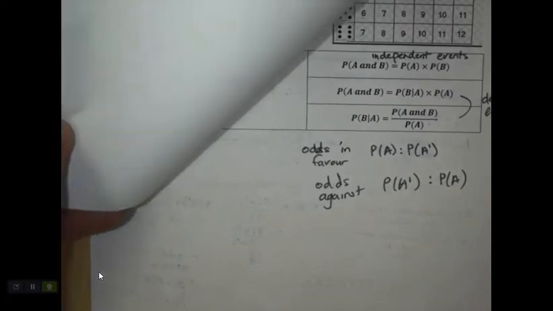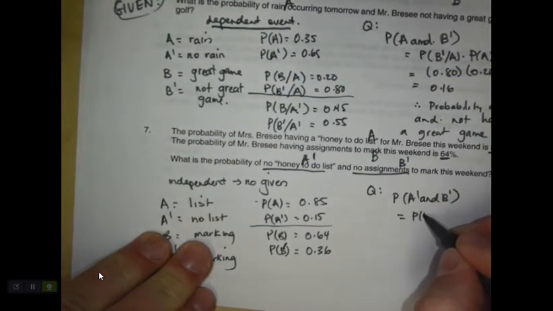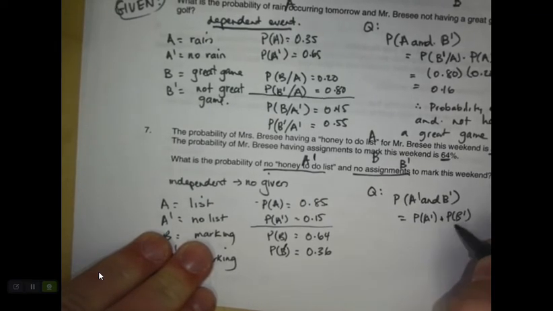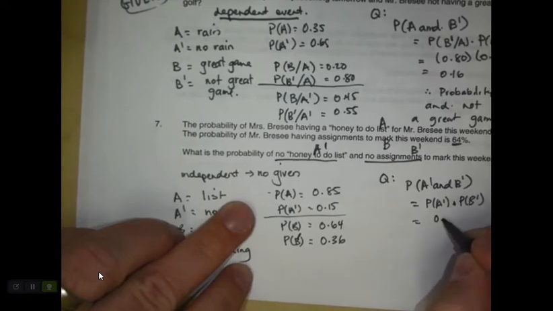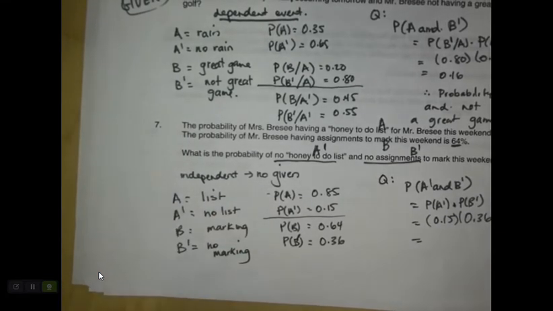And since this is independent, I can go back to my independent probability. I can write that there. So the probability of A prime times the probability of B prime. So 15% times 36%, and I can get my answer. 0.15 times 0.36.